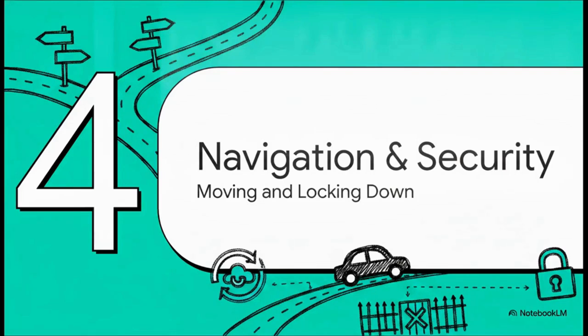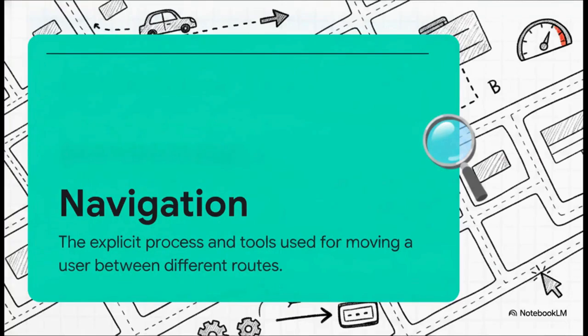And that brings us to Section 4, navigation and security, getting from A to B and locking down the restricted areas. So moving further down our source tree, we arrive at navigation. If routes are the road signs we talked about earlier, navigation is the active vehicle. Actually, it's the literal act of propelling the user from point A to point B across our established map.